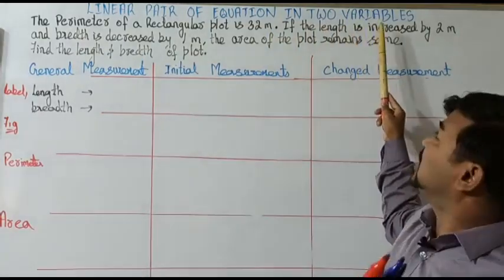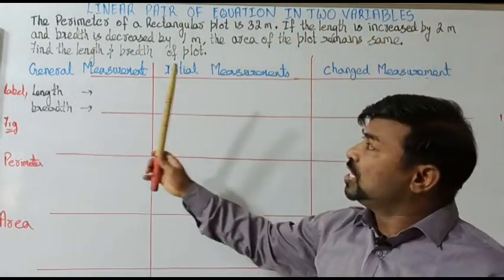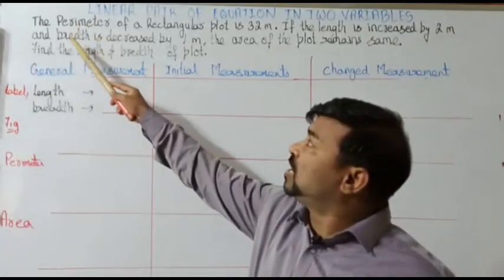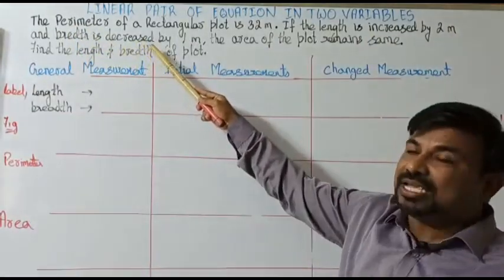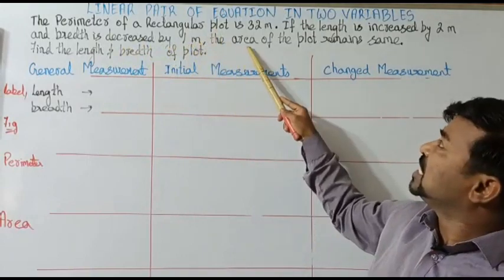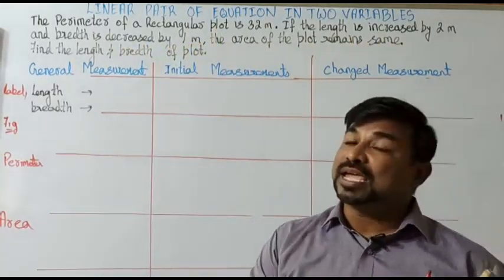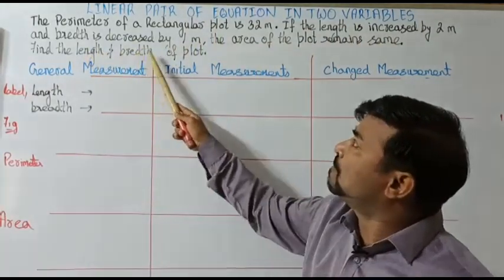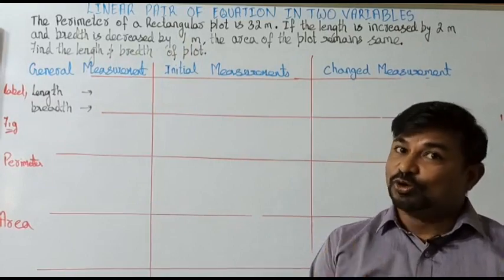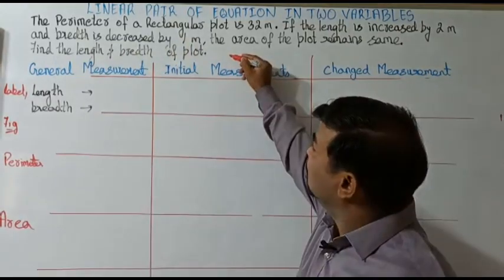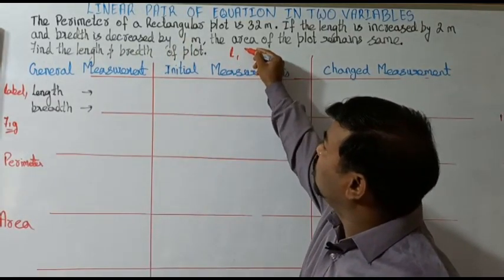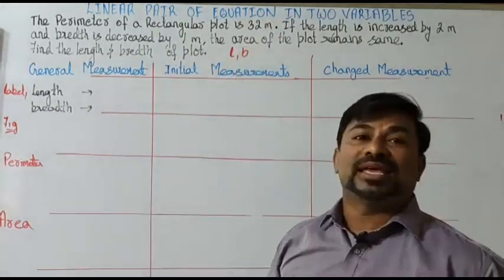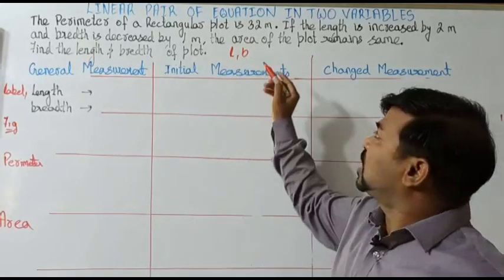If the length is increased by 2 meters, so the initial length is increased by 2 meters, and the breadth or the width is decreased by 1 meter, the area of the plot remains the same. The area is remaining the same. He is asking us to find the length and the breadth of the plot. So we need to find the length and also the width or the breadth of the plot. Now, how many unknowns are there? There are two unknowns for us.